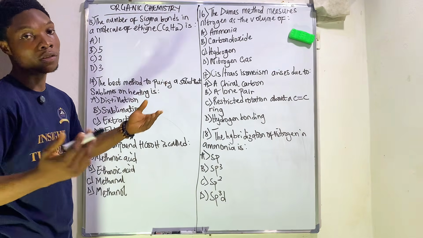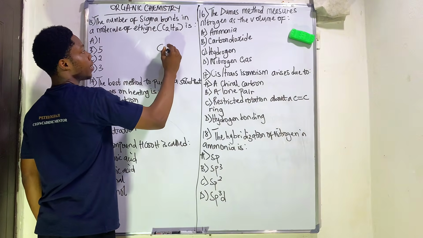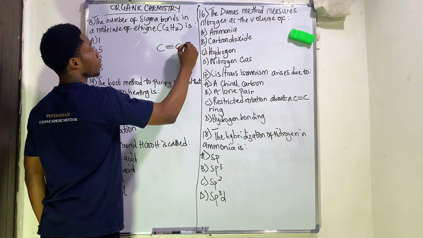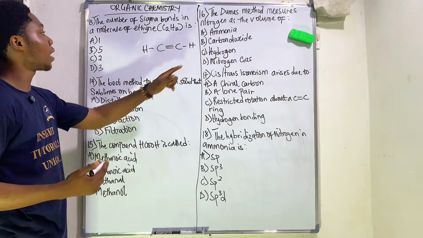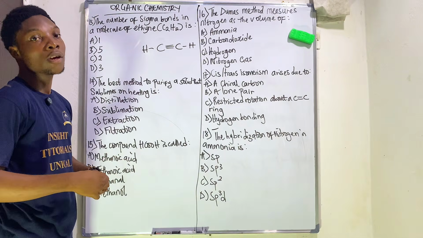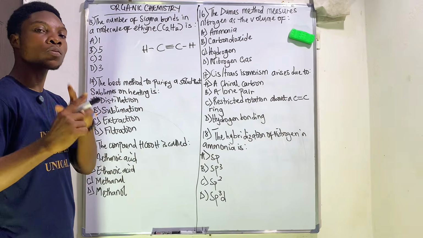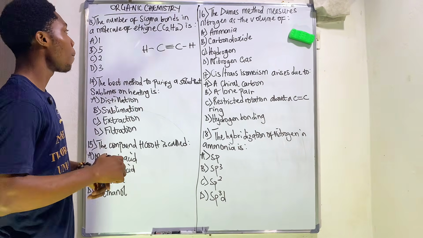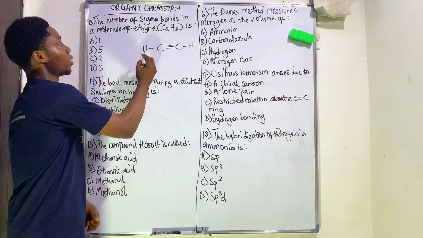Alkynes, the functional group of alkynes is a triple bond. So in ethyne, this is the structural formula for ethyne. Alright? Carbon triple bonded with carbon and then two hydrogens by the side. So remember, in single bonds, there is a sigma bond. In triple bonds, there's one sigma bond and two pi bonds. So if we want to count the number of sigma bonds only, this is a single bond.